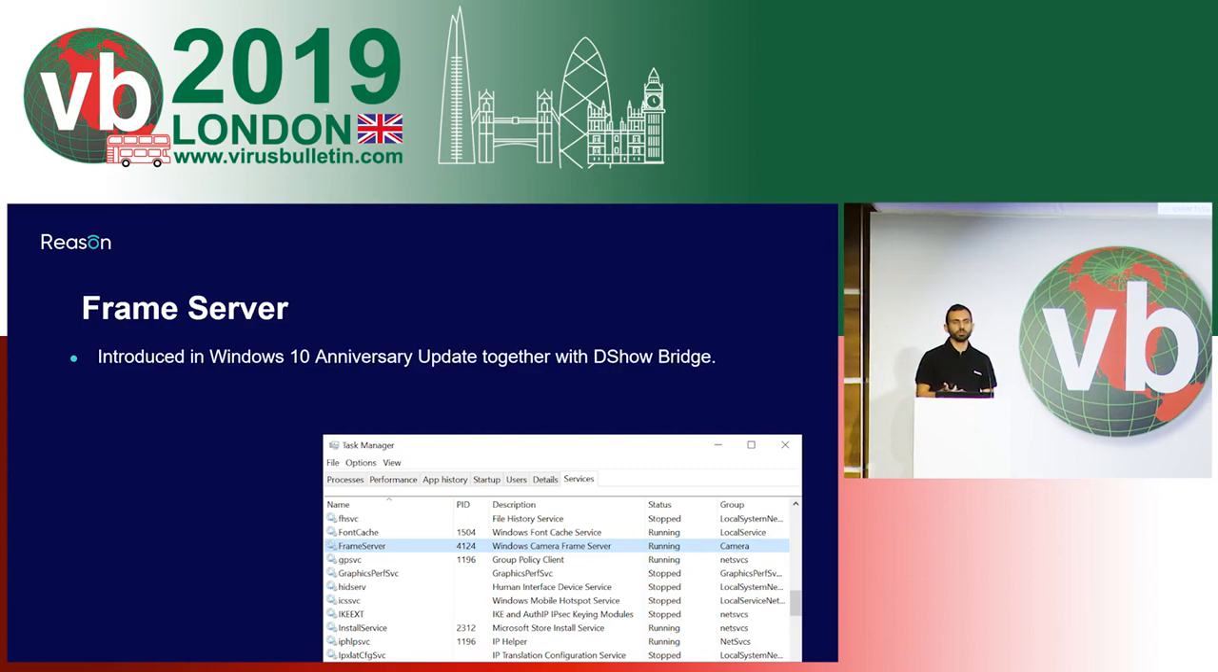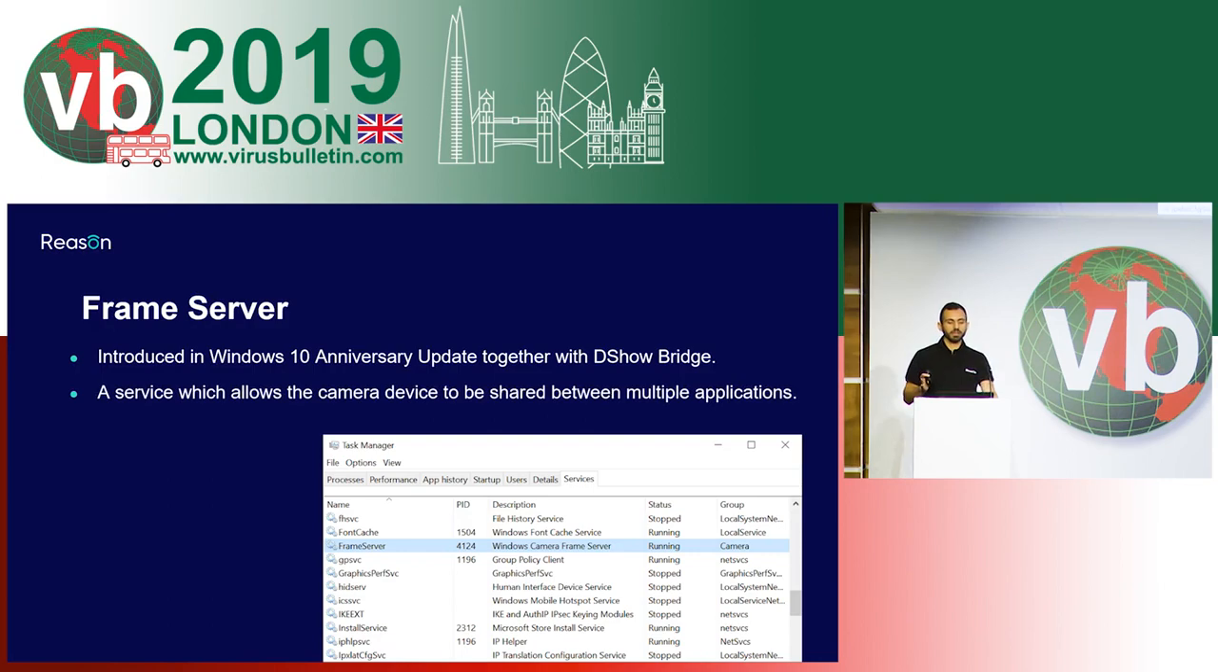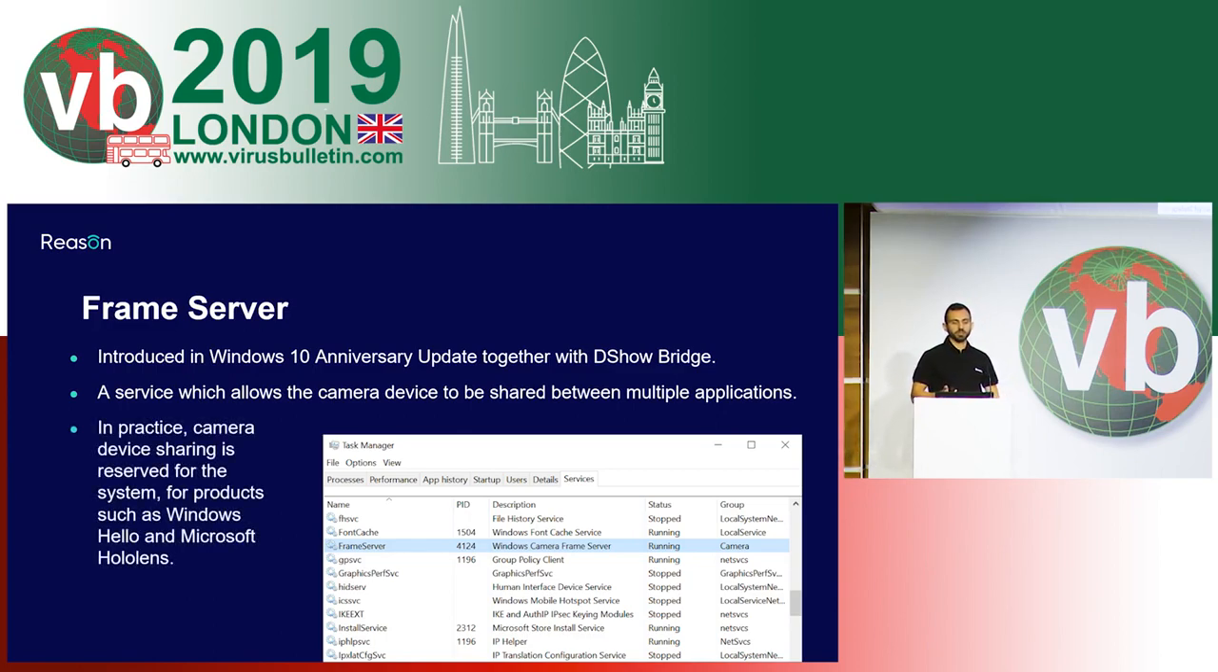The frame server was introduced just like DShow Bridge in Windows 10 Anniversary Update. And it is a server which allows the camera device to be shared between multiple applications. Now, this is in theory. In practice, the sharing compatibility is reserved only for Microsoft services, such as Windows Hello and HoloLens, and maybe some others. So still, if two regular applications try to use a camera device at the same time, the second one will fail. For regular apps, the access is still exclusive.